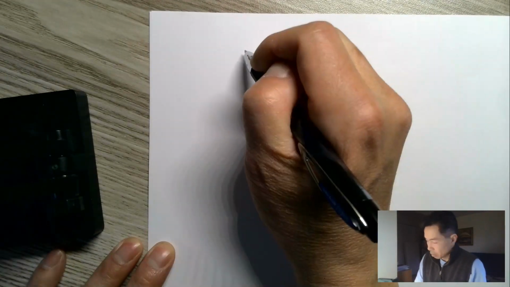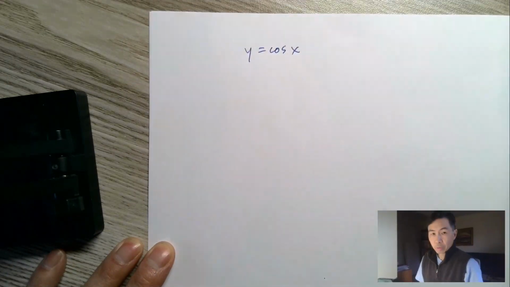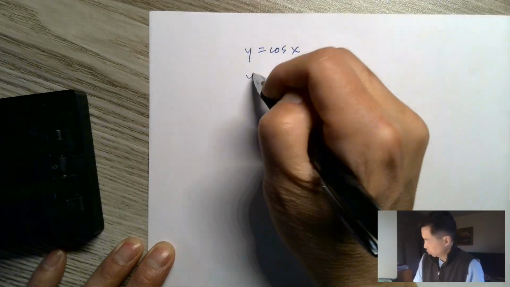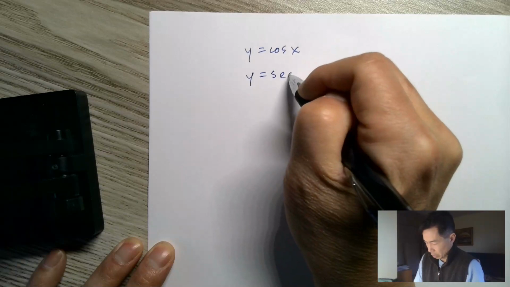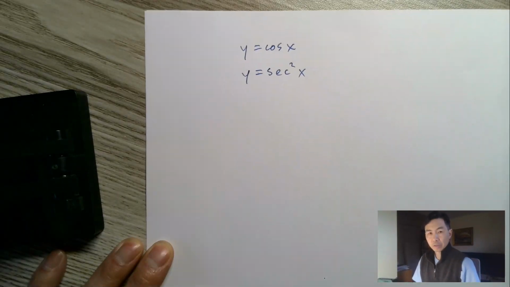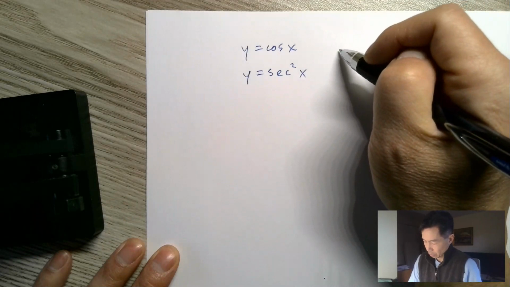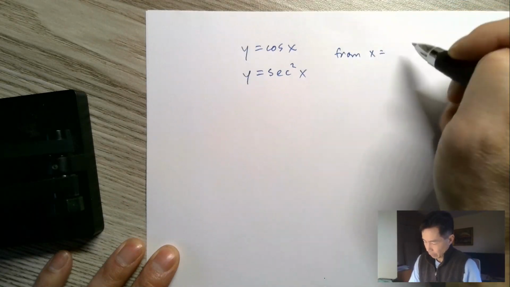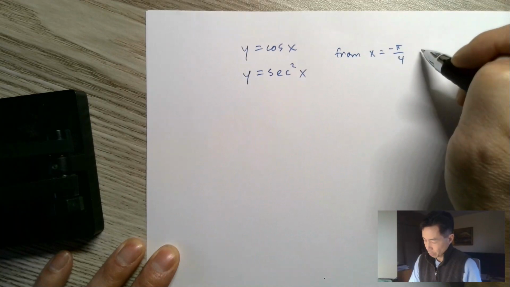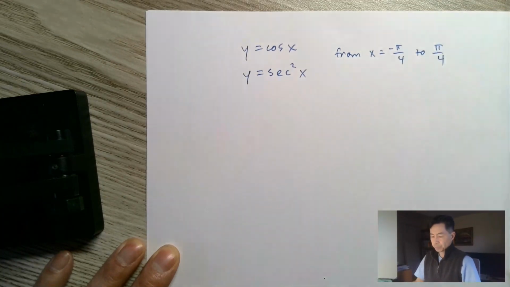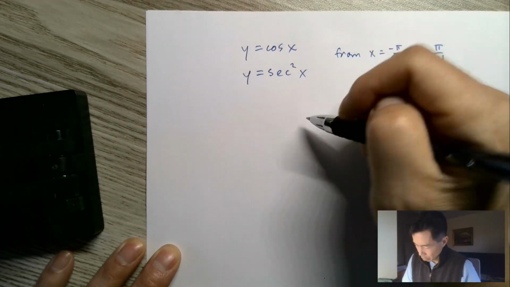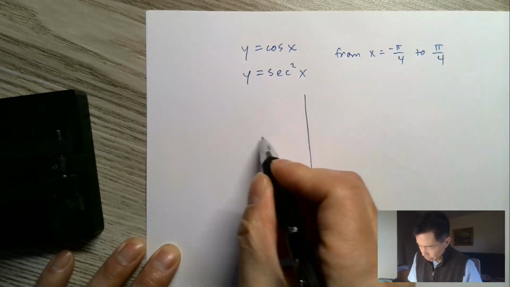So we can practice our derivatives of trig functions by finding the area between y equals cosine x, y equals secant squared x, from negative pi over 4 to pi over 4. Okay, so let's see what this looks like.